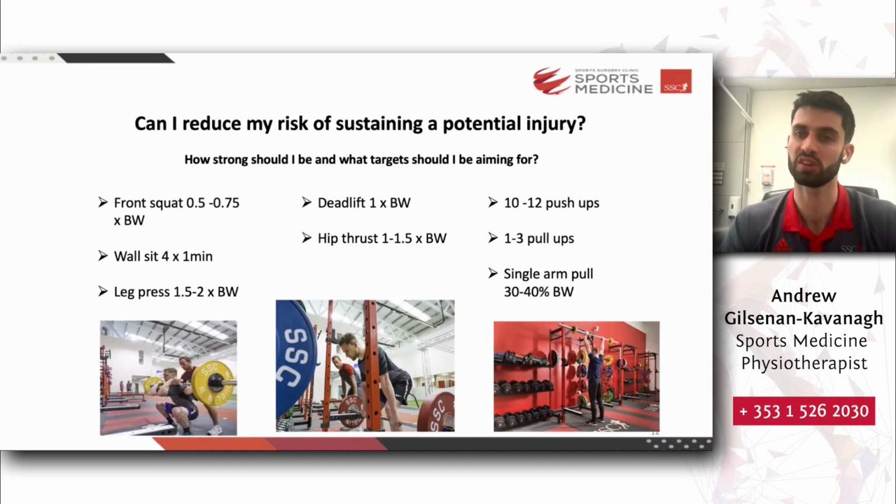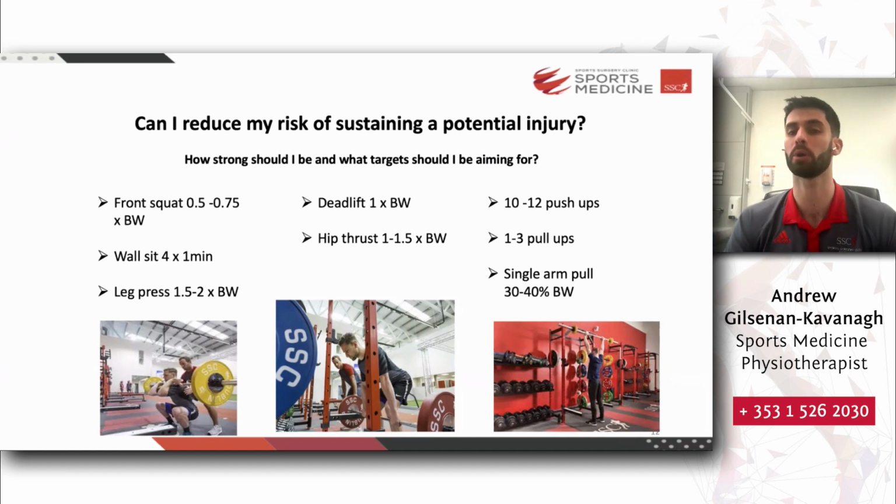Wall sits, again, we will see them later on in the presentation. We're looking for 4 sets of a 1-minute hold. And leg press, we're looking for 1.2 to twice body weight. For our posterior chain then, for our big bum muscles and hamstrings, we're looking at our deadlift, which we're looking for at least a body weight lift on this. Our hip thrusts, again, this should be our strongest exercise. So we should be aiming for 1 to 1.5 times body weight on this exercise.